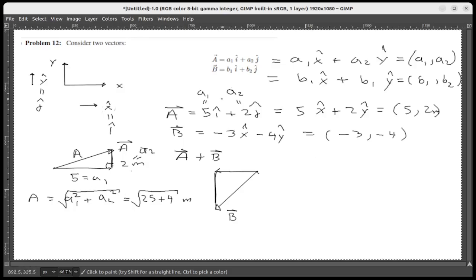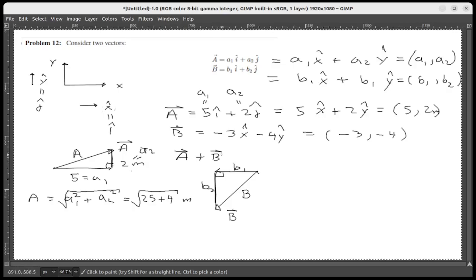And the b one similarly. Here you can see this forms a hypotenuse of its own right triangle. It has sides. This has a side of b1, which is -3, and here it has a side b2. The magnitude of the vector is b. So the magnitude of the vector would be similar, the square root of b1 squared plus b2 squared.